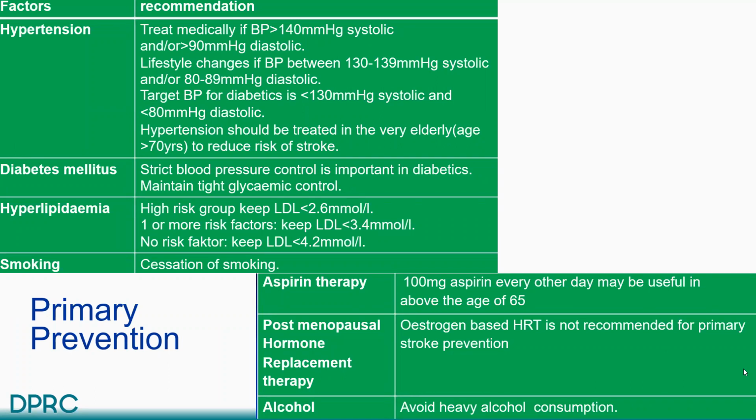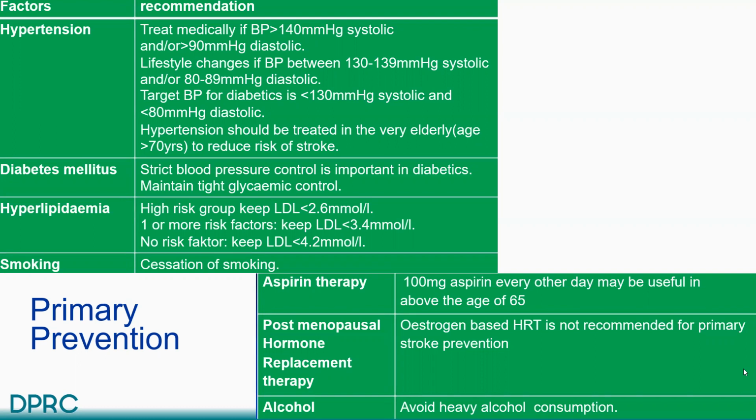Here we have to look at the risk factors and the recommendations. For hypertension, for example, we have to know that lifestyle changes are advised if blood pressure is between 130 to 140 systolic and 80 to 90 diastolic. The target blood pressure for a diabetic, for sure, differs from the normal one, so it has to be less than 130 systolic and less than 80 diastolic. Hypertension should be treated very early, and above age 70, to reduce the risk of a stroke.